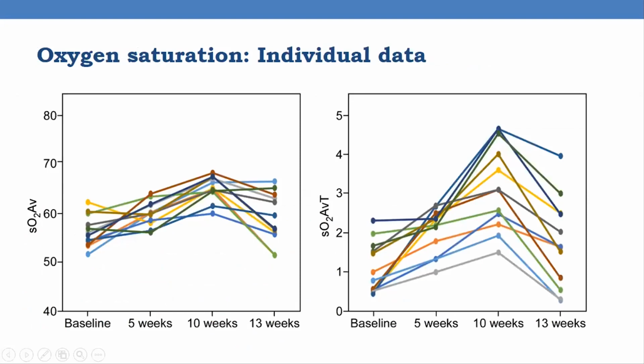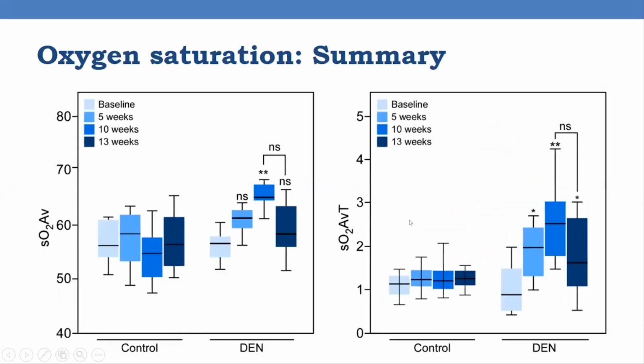Then we quantified the data. Our results show here SO2 average and SO2 average total. We can see the trend. These individual colors represent individual rats. From baseline to 5 weeks, there's a slight increase in SO2 average and SO2 average total, with peaks at 10 weeks, and it starts to decline at 13 weeks. The same trend is observed in SO2 average total, with the peak at 10 weeks and then a decline at 13 weeks. So this is the summary.